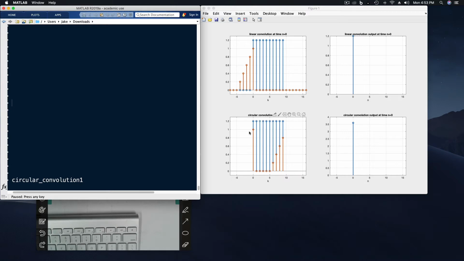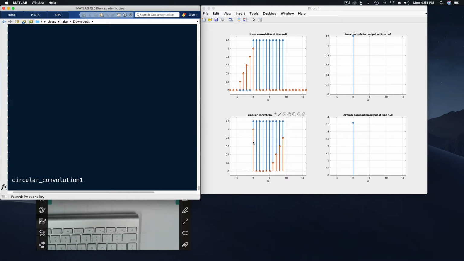Now down below, I'm also showing you the same input sequence x, it's length 10, and I'm showing you a circular time reversal of the impulse response. So in the linear case, the impulse response hangs off into the negative time index territory over here, but in circular convolution, we don't have that luxury. Those negative samples get wrapped back around and spill over here. So they actually overlap the other samples of the input signal.